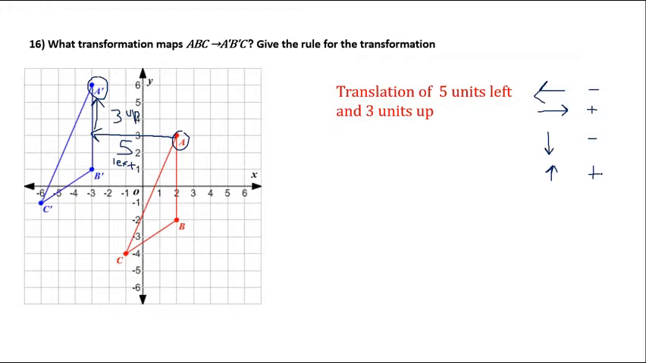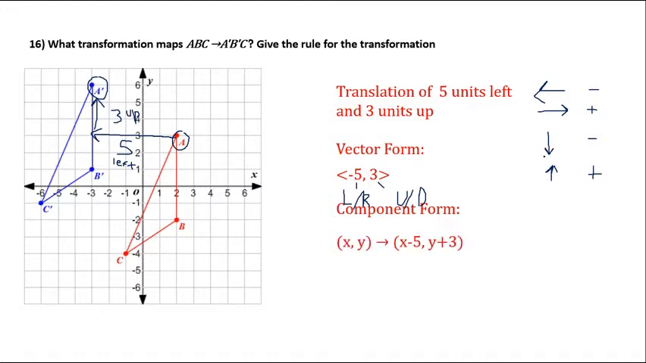So now a translation, we can write it in two forms. Vector form, we just put it like that. So remember, we put left and right first. And then over here is going to go up or down. So we went 5 left, 3 up. So that's in vector form. In component form, you write the rule like this: (x, y) to (x minus 5, y plus 3).